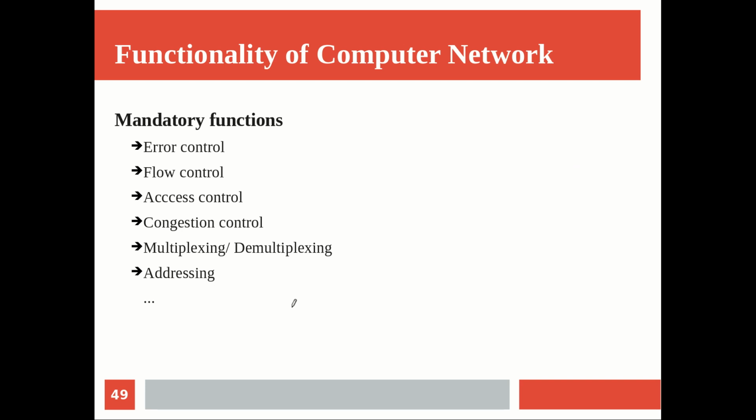So error control is what we discussed so far. Similar to this, we have other functionalities. Flow control is another one that we will discuss in the subsequent video. Access control is there, congestion control is there, multiplexing, demultiplexing, addressing, and many more. Important functionalities were listed here, but this is not the complete list. We can think of many mandatory functionalities, and some variations also. Mainly I listed these because we will try to cover most of them in the course as a whole.